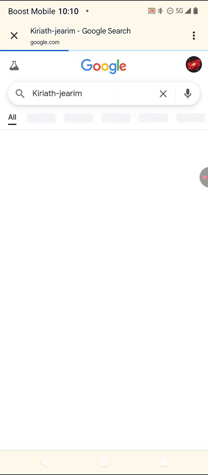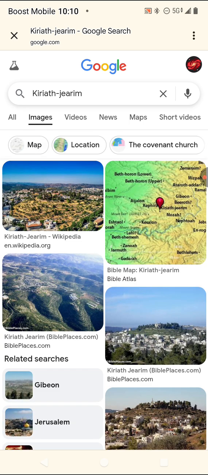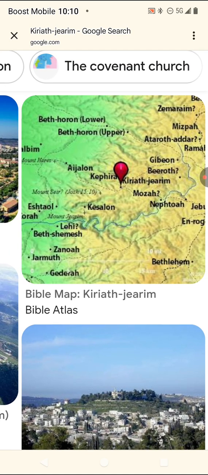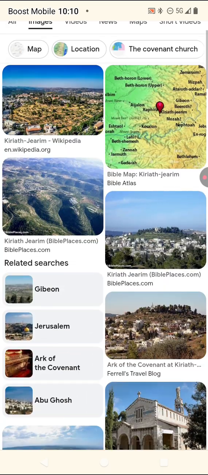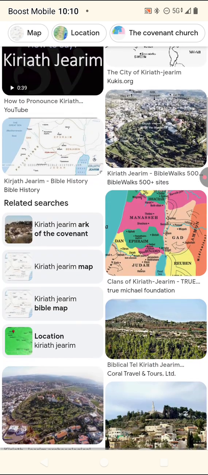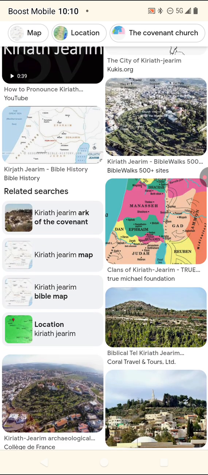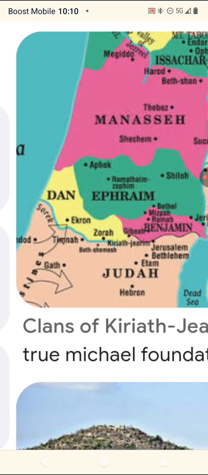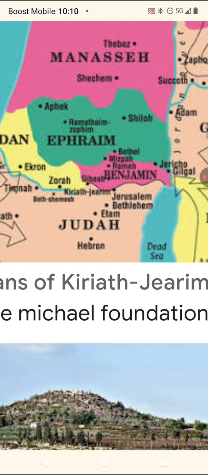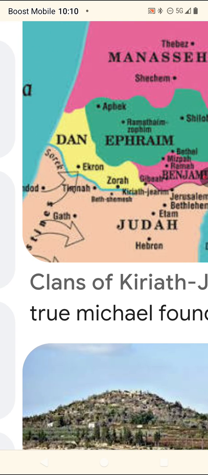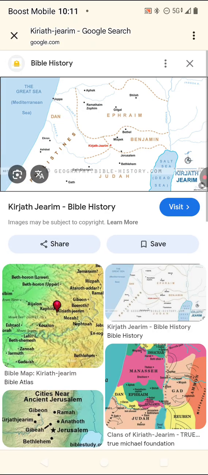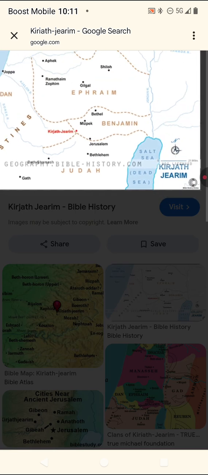Let's see if we can find where we are now. Okay, Kiriath Jearim, but we can't really see exactly where we are. Well, there's Bethlehem, Judea. Let me see here. What's going on here? Everything is kind of weird looking on that one. I can kind of see Kiriath Jearim right here. Jerusalem, Bethlehem, Kiriath Jearim, Timnah. Same thing again. You see, notice this map is looking different from the other two maps.